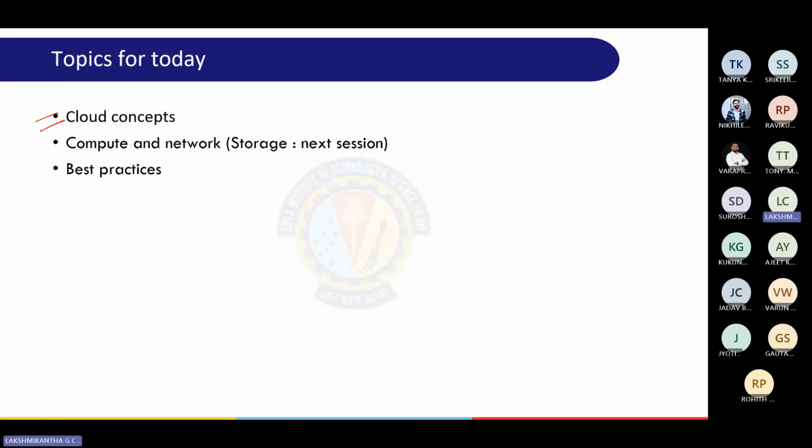So we are all speaking the same language. And next we are talking about compute and network. This is the core engine of any cloud platform. How do we launch virtual machines or containers? And how do we connect them securely and efficiently? We will cover this today, guys, while storage will be the focus of the next session.